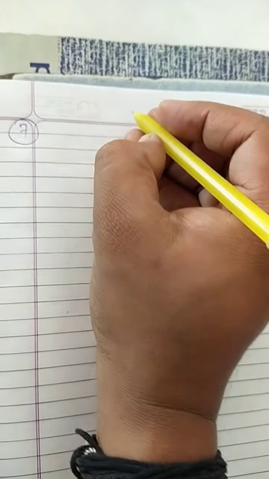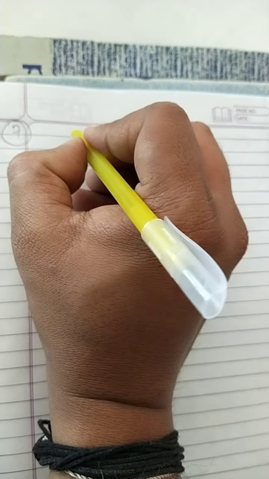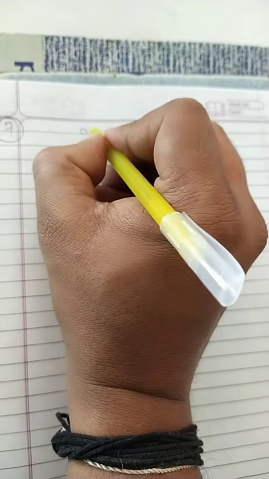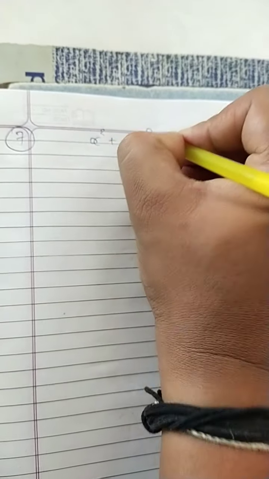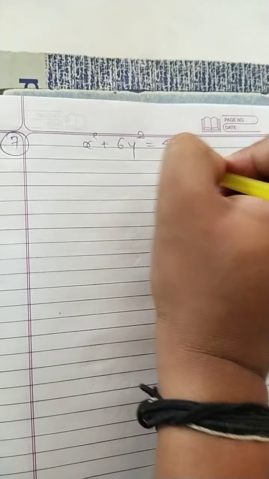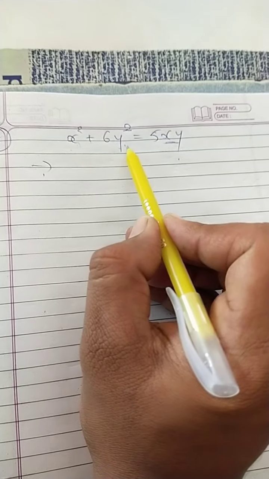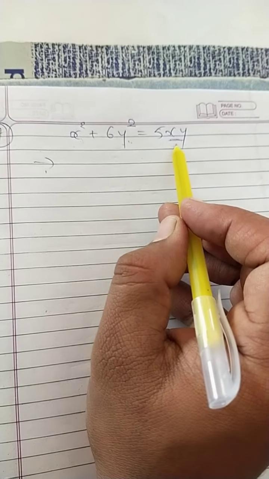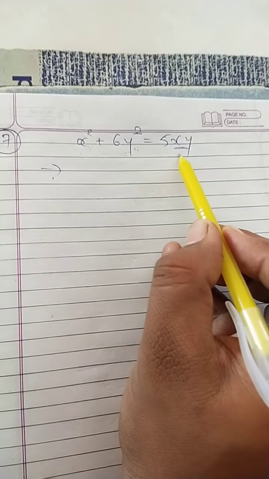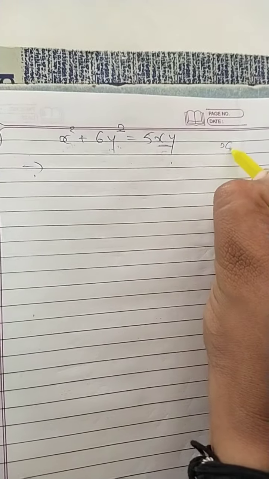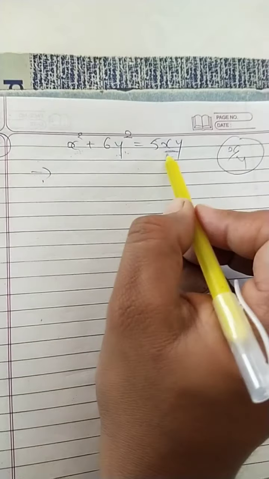Question number 7. Similarly, we have to find x upon y when it is given that x square plus 6y square is equal to 5xy. It's very simple. First of all, I will divide both terms by xy. Why am I dividing both terms by xy? Then from here we can understand, or we can divide both the sides by xy, because I have to find the value of x upon y. I don't have any denominators here.